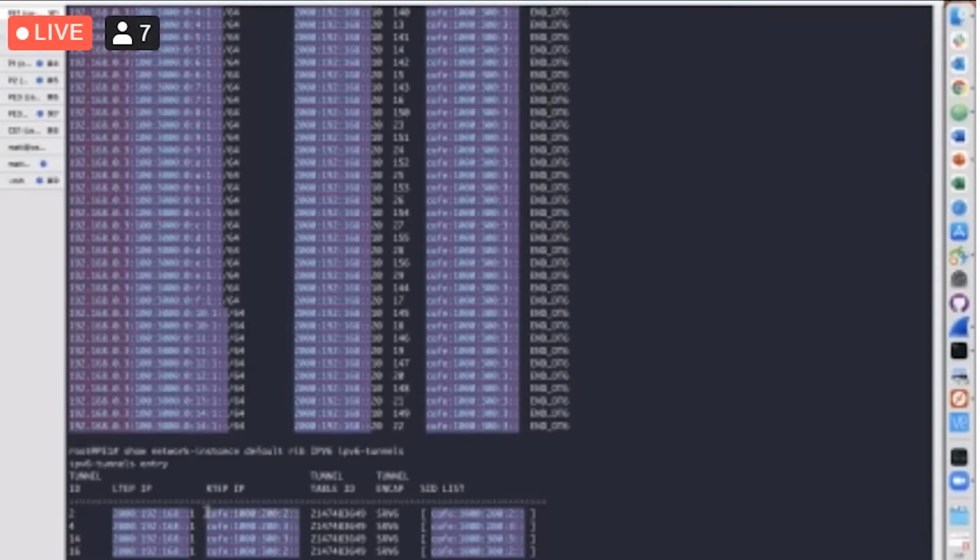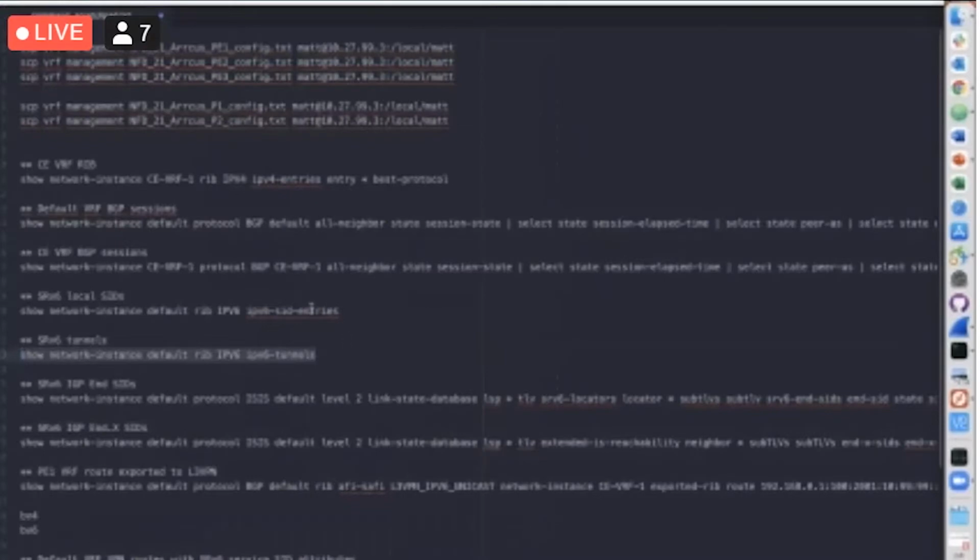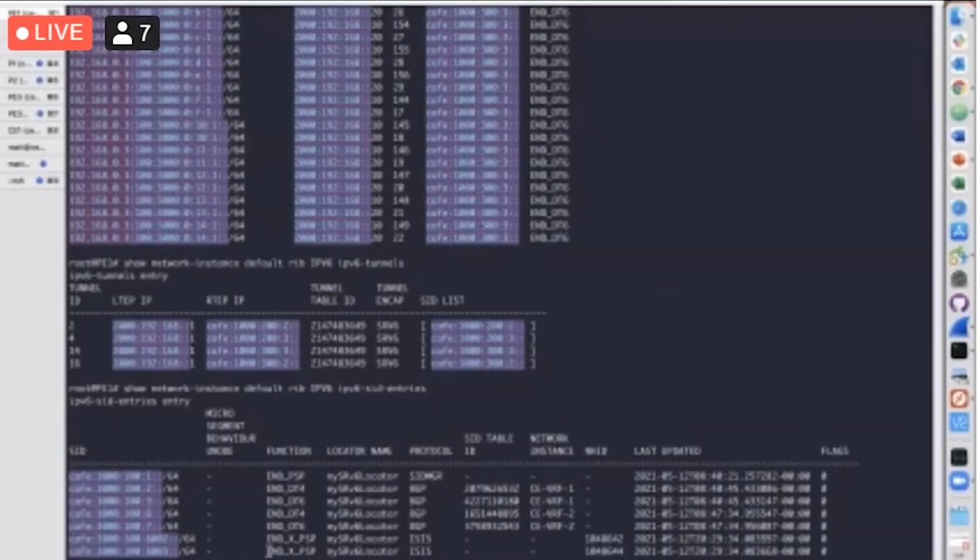You might want to, in more complex situations, know what SID list is going to be added to this packet if there were multiple SIDs, and you could do that with this tunnel command. You can look as well at your local SIDs and see what are going to be advertised on your own routes that are going out, depending on which VRF they were received in or which VRF they've been exported from to the default VRF.